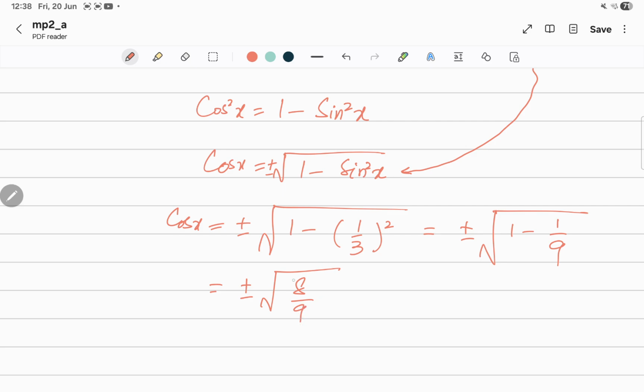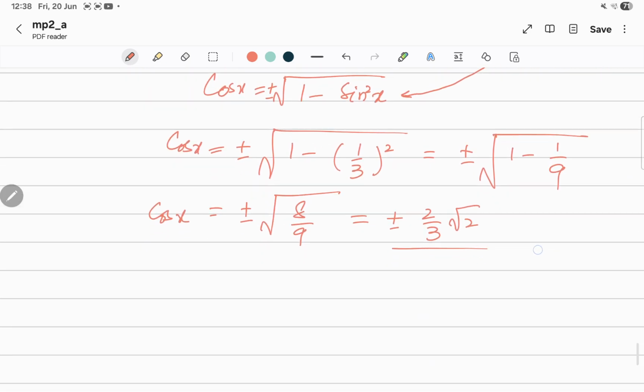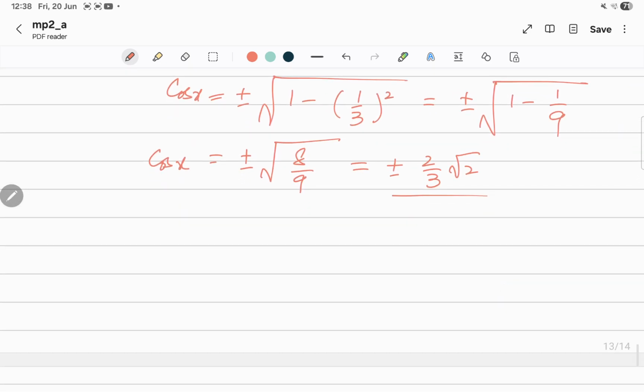So if you type this square root of 8 over 9 on the calculator, you will end up with 2 over 3 root 2, which is the value of cos x. So we got the two different values of cos x and the one value of sin x. So we can sub these values into the given function, and the given function was f of x equals cos x over 3 minus sin x.